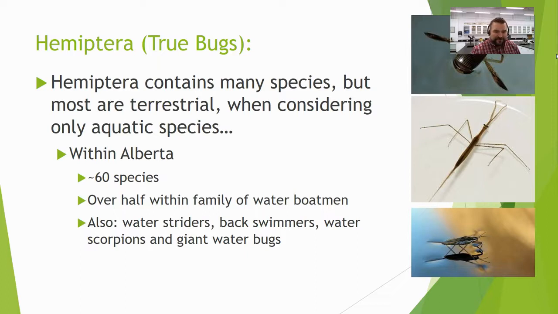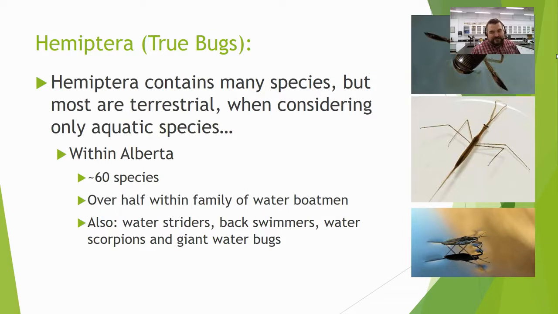But over half of those are going to be within the family of water boatmen. There in the top right hand corner, you can see an example of a water boatman, and if you've spent any time near water in Alberta, you'll be familiar with some of those guys. We also have some other bugs, water striders, you might be familiar with that lower right hand picture. Also, our back swimmers, sometimes we confuse them with boatmen, but they're going to be swimming around usually face up. Hence called back swimmers, but also water scorpions. That picture in the middle is an example of a water scorpion.